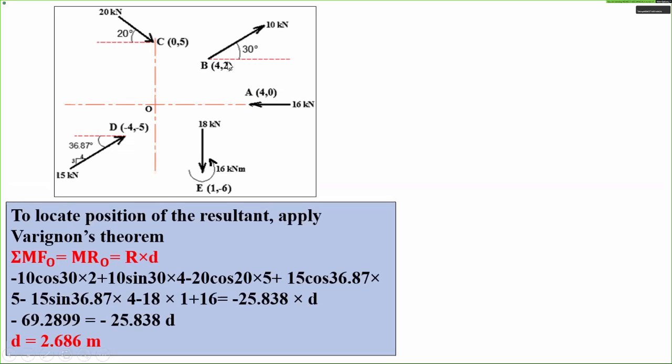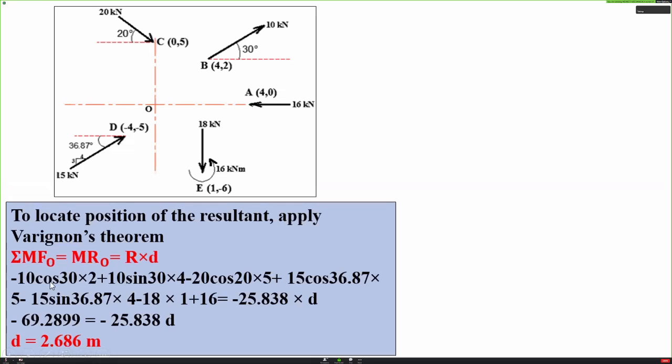And the perpendicular distance between the point O and this red color line is how much? That is nothing but the y coordinate. So what is the coordinate of B that is given? Y coordinate is 2. So that's why it is minus 10 cos 30 into 2.